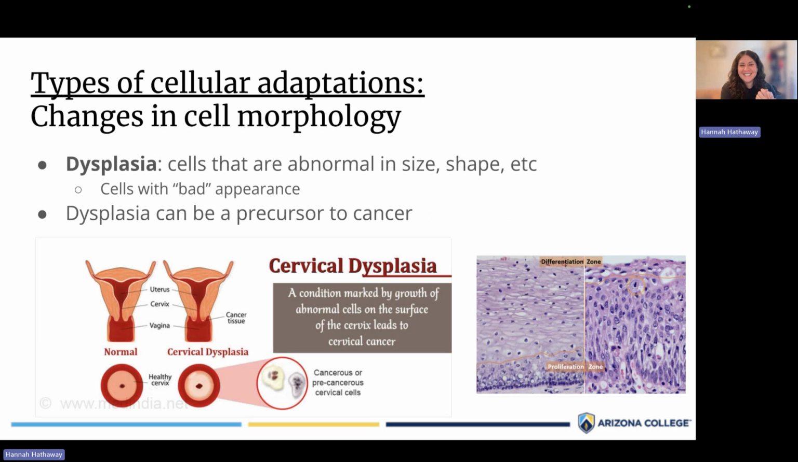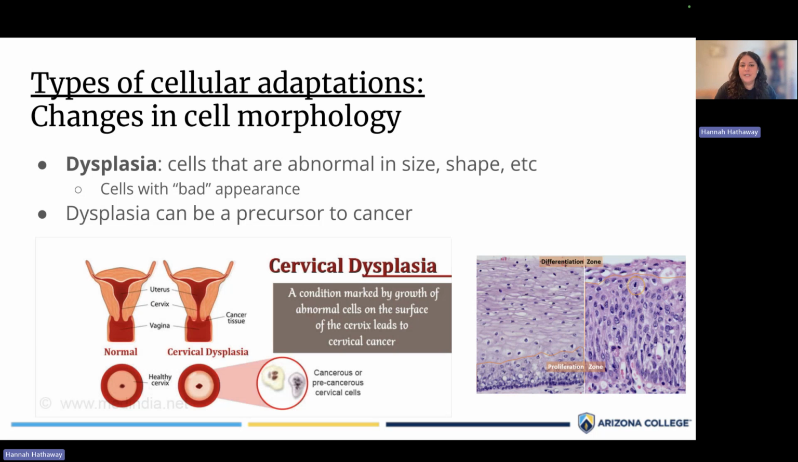The next one, changes in cell morphology. So remember, dys means bad. So dysplasia, these are cells that are bad or abnormal in their size or shape or appearance. Dysplasia can also be a precursor to cancer. So the first one we talked about that's a precursor to cancer, metaplasia. One cell is switching to a different type of cell. Dysplasia, the cell is still the same type of cell, but it just looks kind of wonky. It doesn't look how it normally should. But both of those are precursors to potentially becoming a cancerous cell.